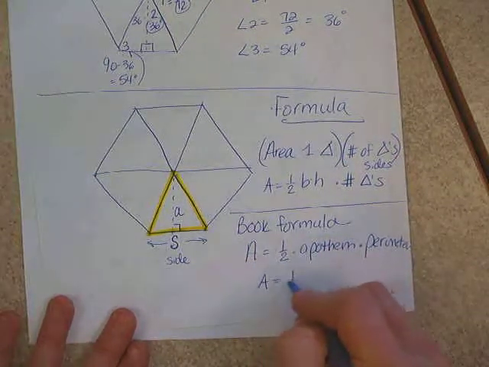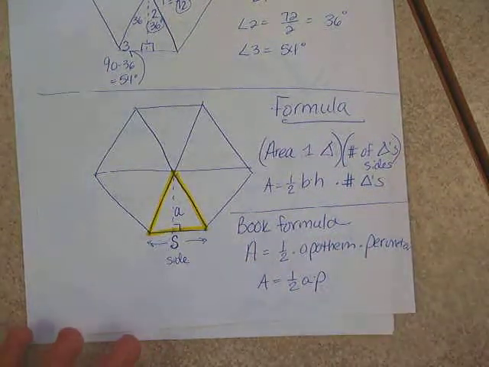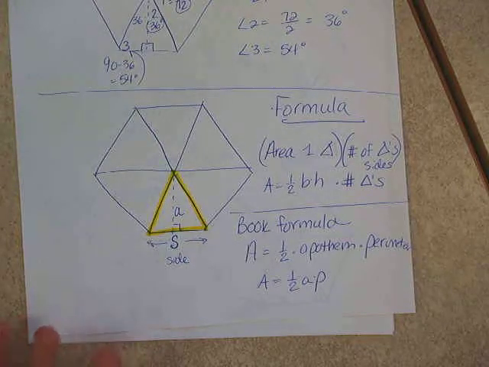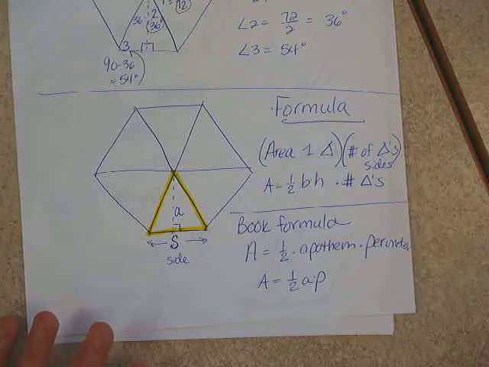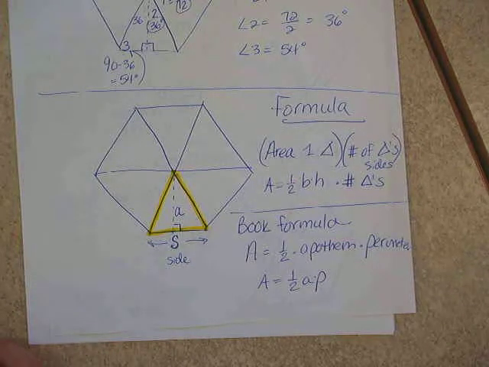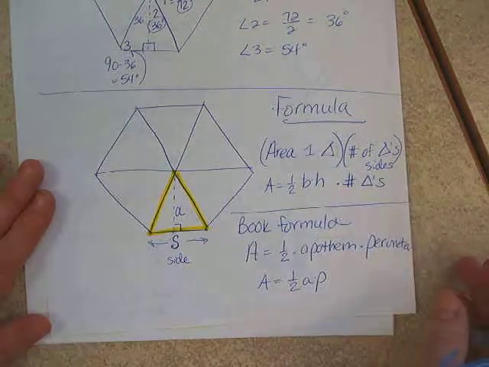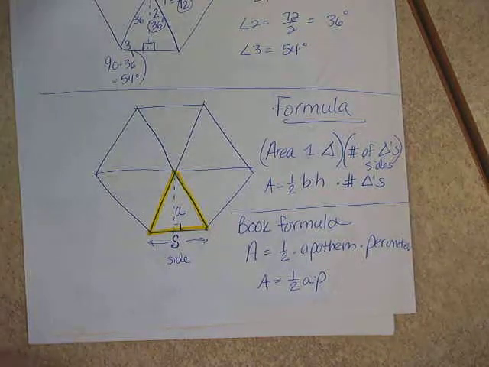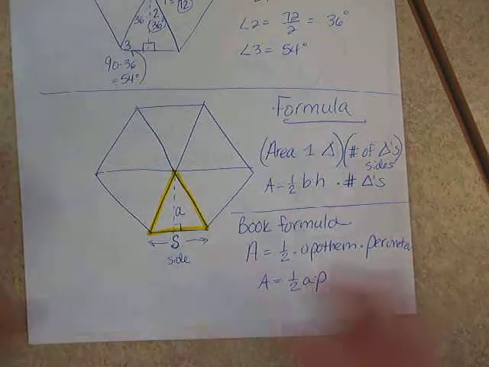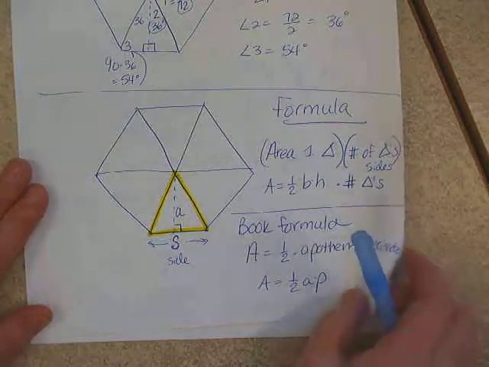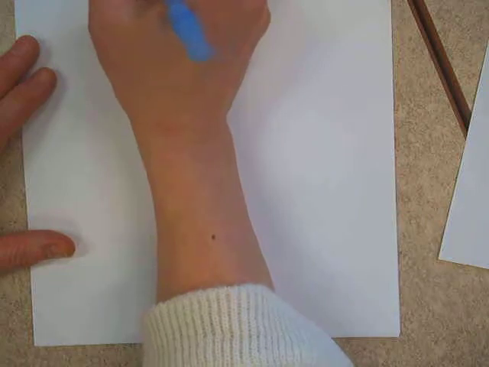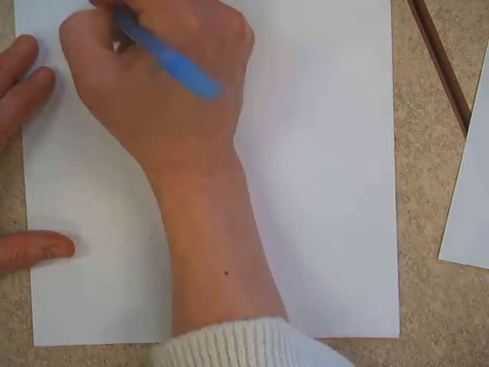You guys see that? That's the perimeter of your figure, because all these bases are the same. So the book says it's 1/2 apothem times perimeter. The P stands for perimeter. People typically mess this up because they don't find the perimeter, they just use the side length. So you kind of have to commit to one or the other and stick with it. We're going to do a couple examples and then we'll pick some out from your homework also.